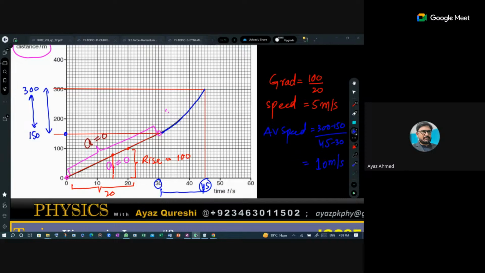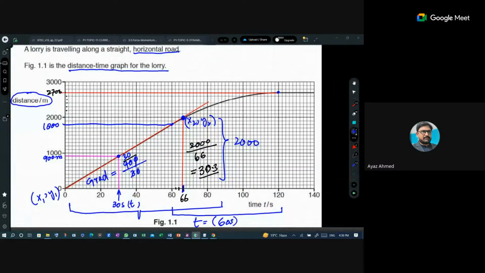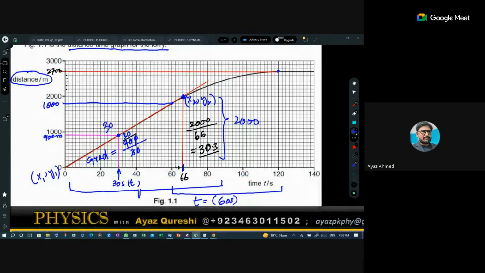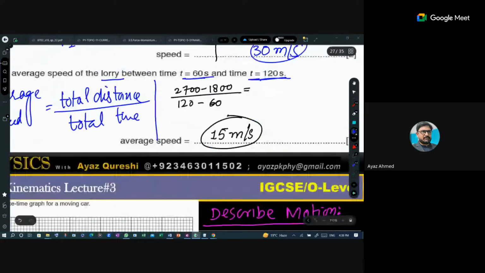So actually, why I have selected these two questions for you? Let's have a review. In this question, at the 30th second, the speed was 30 meters per second. But due to its decelerating behavior, the average speed is decreased, isn't it? Because your speed was 30 and then the average speed was 15.